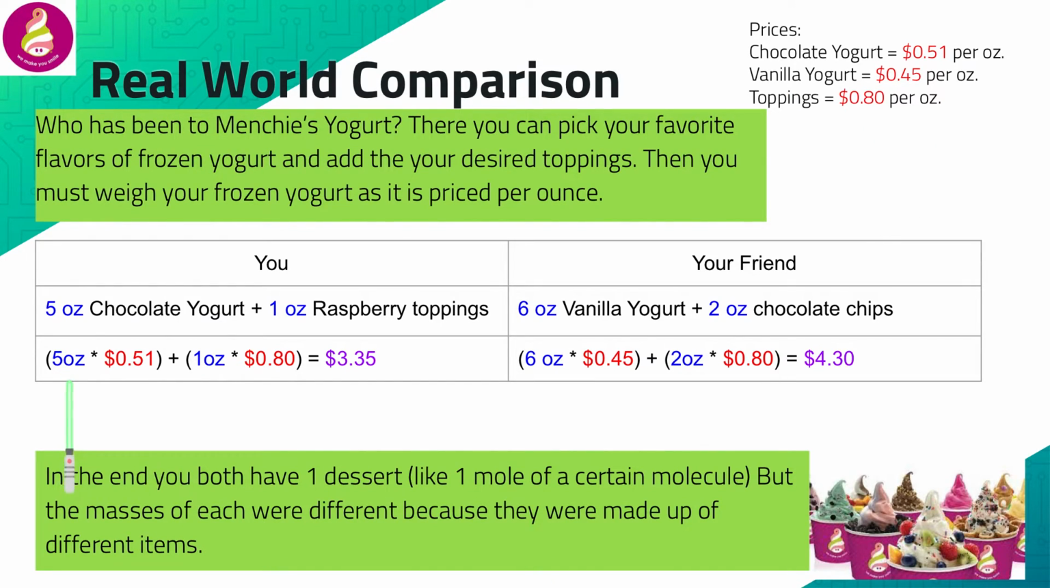So for you, you had 5 ounces of chocolate times the price of chocolate yogurt plus 1 ounce times the price of your toppings. This is how much you paid for your yogurt. Your friend, on the other hand, paid this much because they did 6 times 45 plus 2 times 80, because they had 2 ounces of chocolate chips, which equals that amount. So in the end, you both have one dessert, like 1 mole of a certain molecule. But the masses of each were different because they were made up of different items.